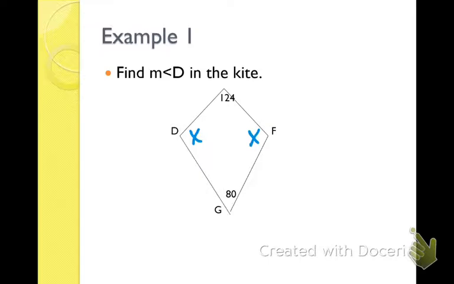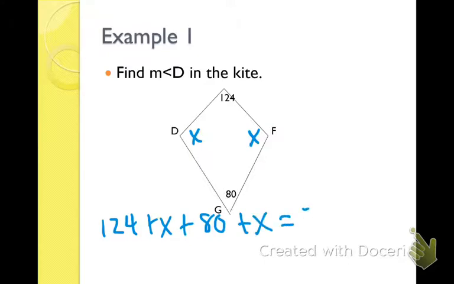124 and X, are they supplementary? No, because we don't have parallel lines. Go ahead, Kennedy. Could you do 360 minus 124 minus 80? I didn't take that number and divide it by 2. Yes, okay. Remember, quadrilateral, what does a quadrilateral add up to? 360. So you add all these together, you would take 124 plus X plus 80 plus X equals 360. Solve for X.